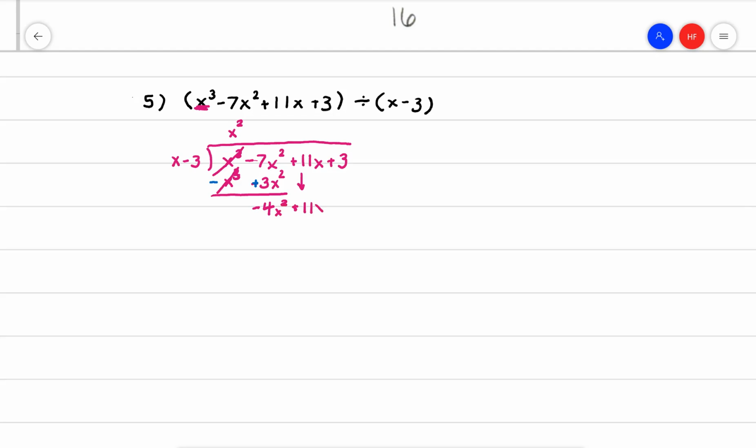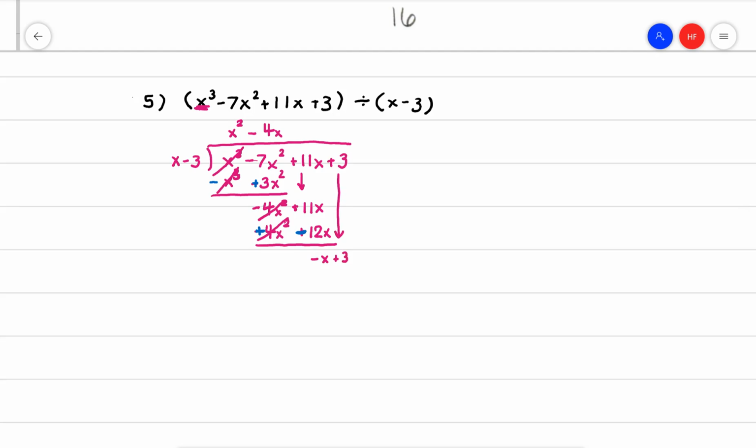Bring down the 11x. Now x into negative 4x squared, I would need to multiply by a negative 4x, which would give me negative 4x squared. Negative 4x times negative 3 is a positive 12x. I need the first two to cancel, and I know they will since I have to change both those signs. Negative 4x squared plus 4x squared is 0, so they canceled out. 11x minus 12x is negative x.